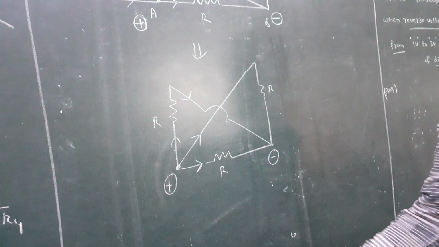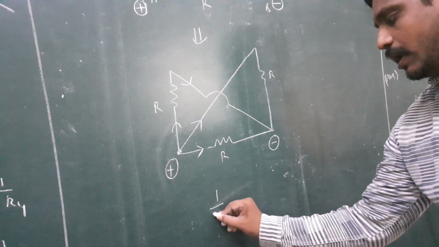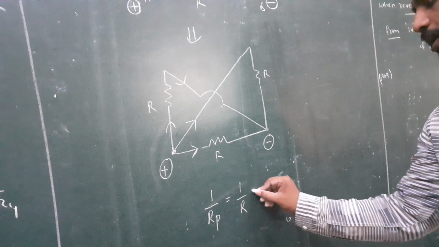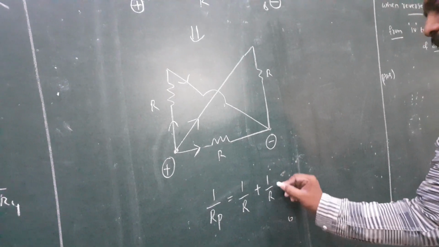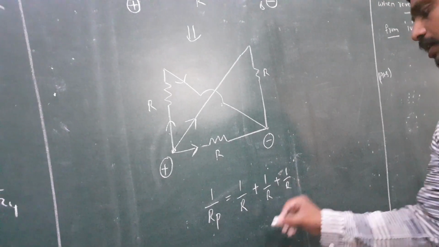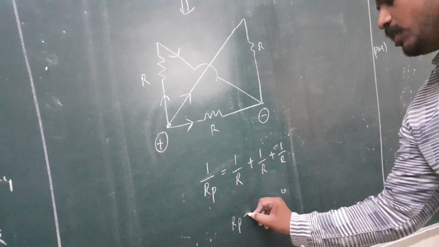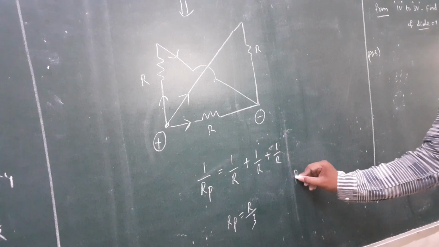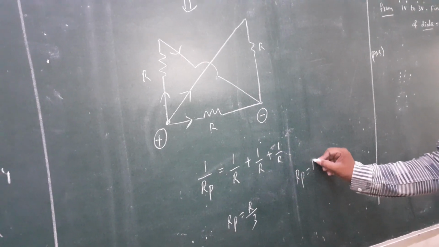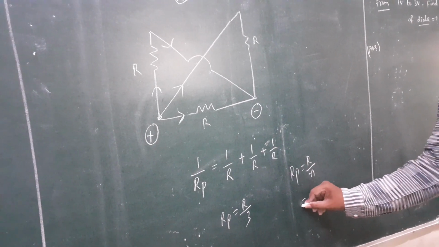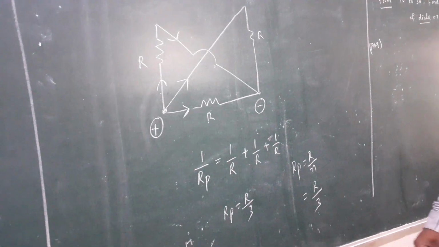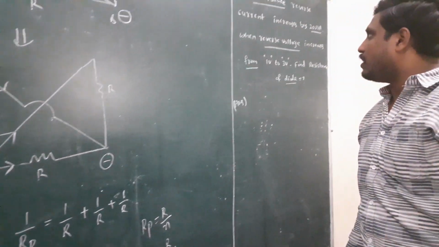These resistors are in parallel. What is the parallel combination formula? 1 by Rp equal to 1 by R plus 1 by R plus 1 by R. Neatly solving, we get Rp equal to R by 3. What is the shortcut formula? Rp equal to R by N. Here N, the number of resistors, is 3. So write it as R by 3. Okay.